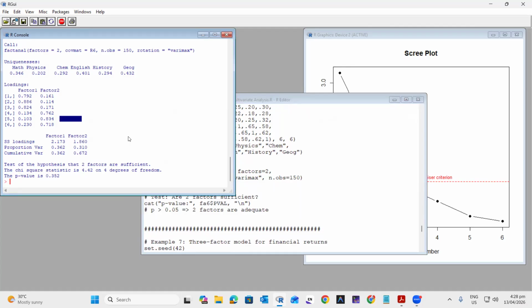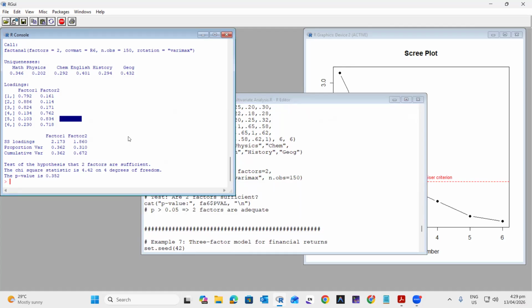So here you can see that in factor 1 all the science subjects, math, physics, and chemistry, have high loadings. So factor 1 can be interpreted as science performance. For factor 2, English, history, and geography have the higher loadings, so factor 2 can be interpreted as humanities performance. The first three variables load heavily on factor 1, and the last three load heavily on factor 2. This is exactly the kind of clean pattern we want in factor analysis.